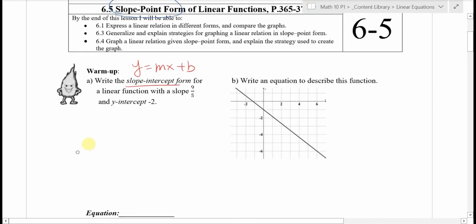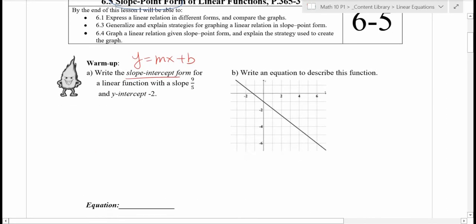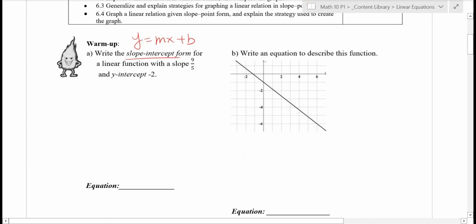So here are two questions. Give it a try. Okay, so the first one tells us the slope is 9 over 5 and the y-intercept is -2. So that means the value of m is 9 over 5 and the value of b is -2. So again, plug the values for m and b into the form. You should get y equals 9 over 5x minus 2. That one was pretty easy because everything was given to us.